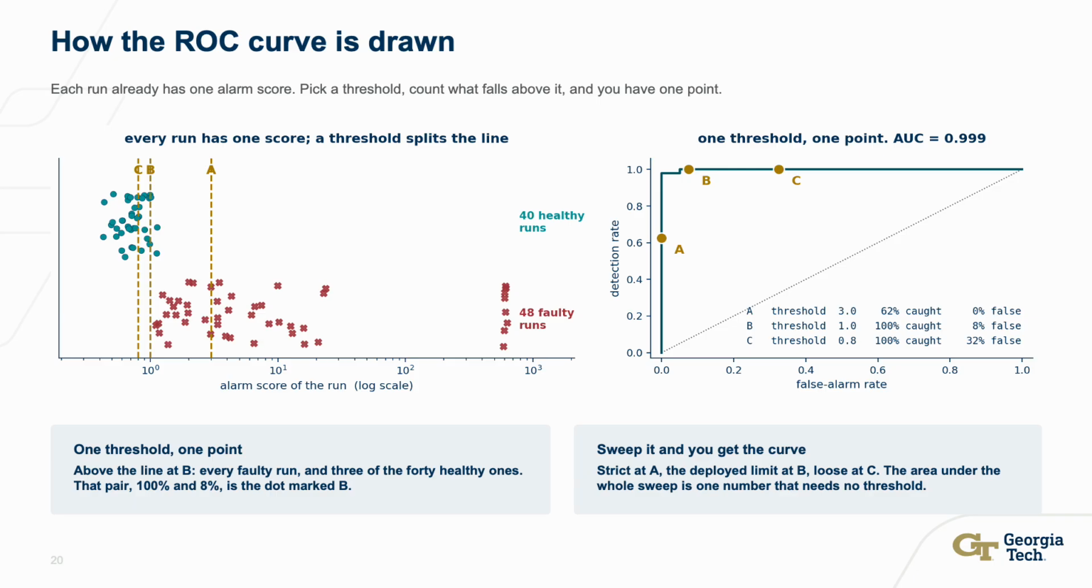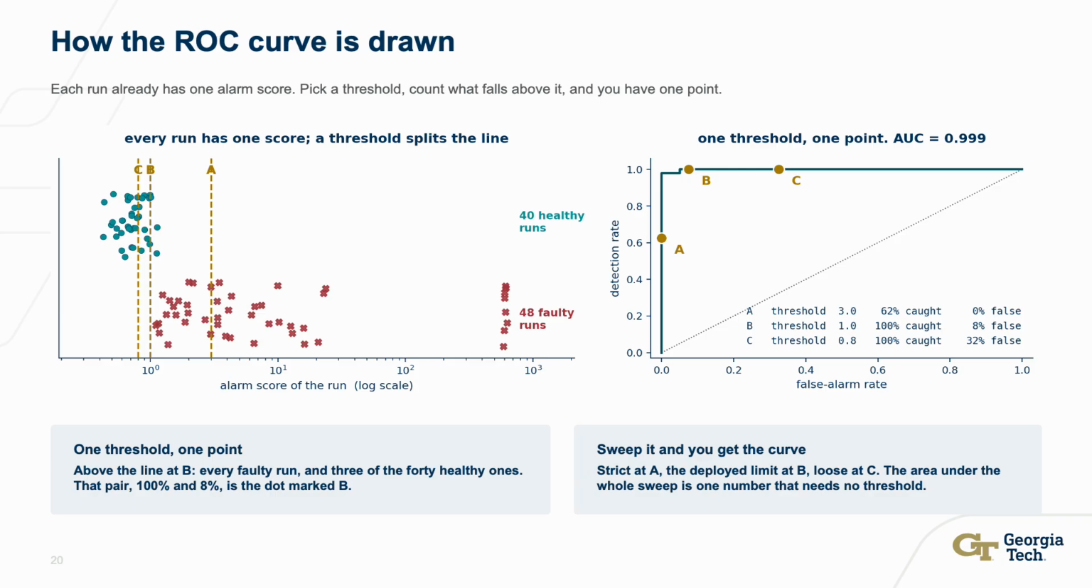Now take one threshold B at a score of 1. Count what is above it. All 48 faulty runs and 3 of the 40 healthy runs. That is a detection rate of 100% and a false alarm rate of 8%. Two numbers. Plot them as one dot, false alarms across, detections up. That is the point B marked on the right.